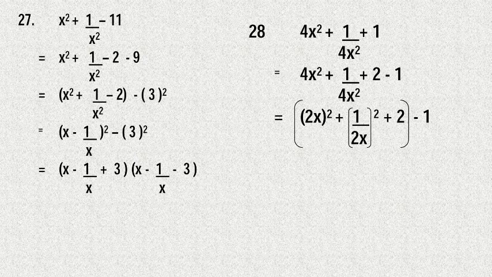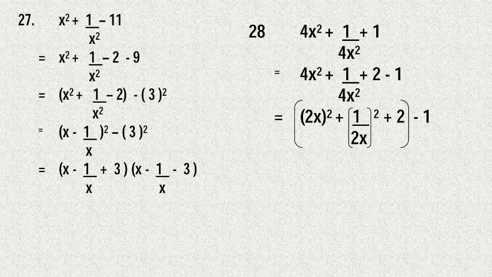Now we have four terms. Group the first three terms, that is x square plus 1 by x square minus 2. Then minus 9 can be expressed as minus of 3 whole square. Now we have our expression in the standard form a square minus b square. Expand it as a plus b into a minus b.